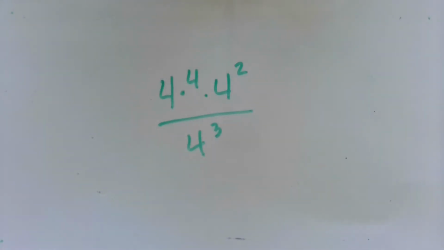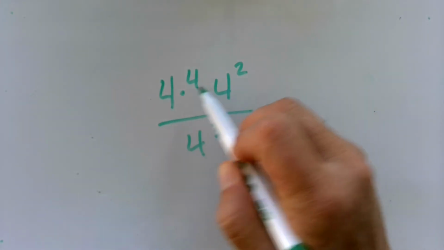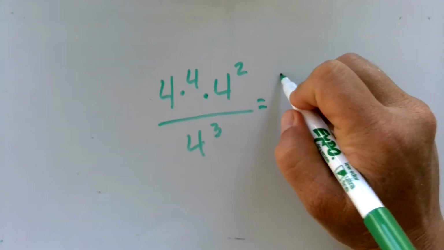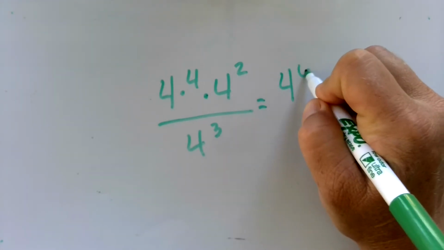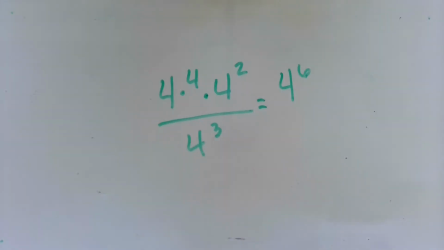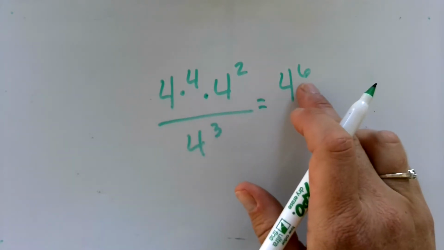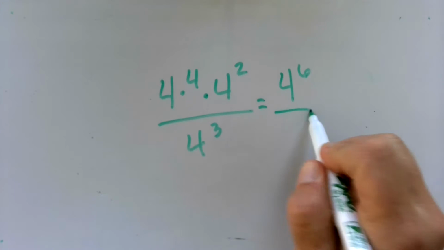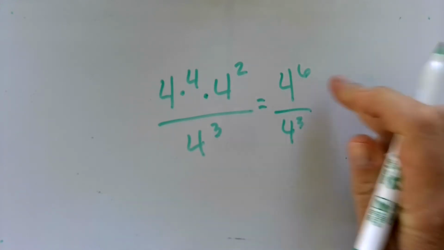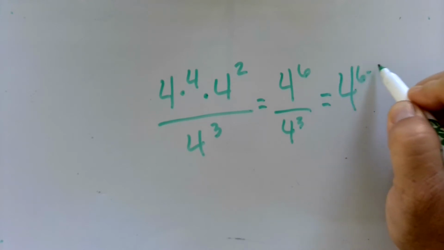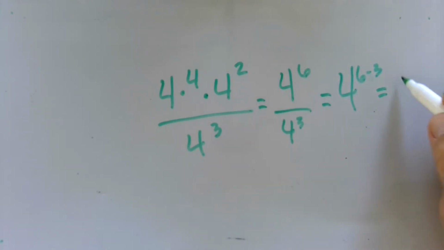Okay, now imagine we have some more operations on top. We have 4 to the 4th times 4 to the 2nd. So let's go ahead and simplify this and make that 4 to the 6th, because you remember when we're multiplying exponents that have the same base, we end up adding the exponents, right? Over 4 to the 3rd. And then we're going to subtract, so that would be equal to 4 to the 6th minus 3rd power, which would be the same as 4 to the 3rd power.